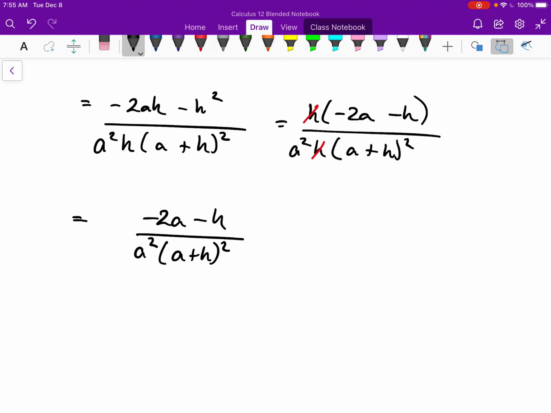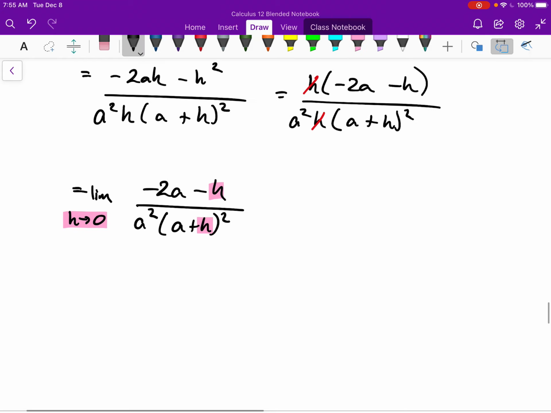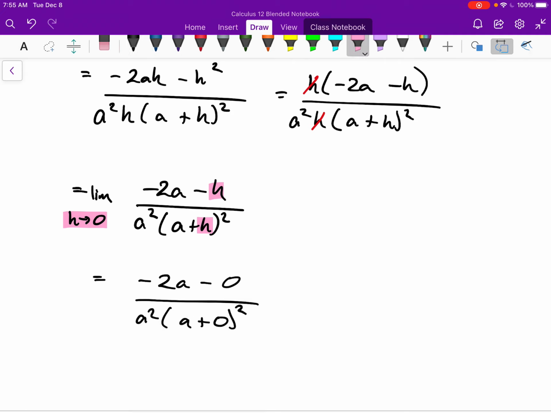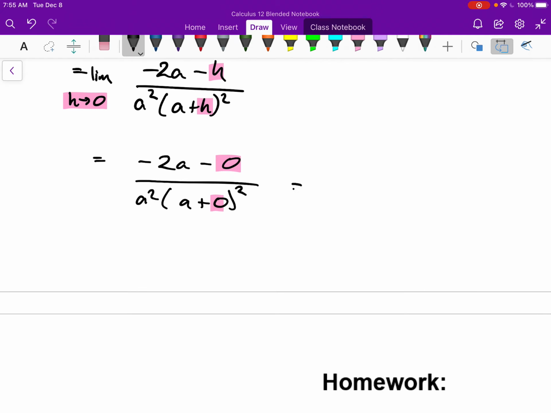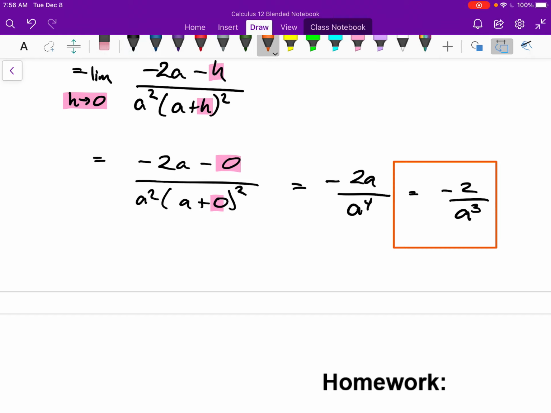Notice if I look at this now, there is nothing stopping me from actually substituting h with 0. So let me now evaluate the limit as h approaches 0. So negative 2a minus 0 over a squared times (a plus 0) squared. Well, it's kind of silly keeping those zeros. And then what I get is negative 2a over a to the power 4, which simplifies to negative 2 over a cubed. And there's my derivative at a.